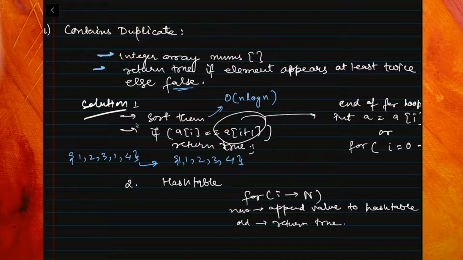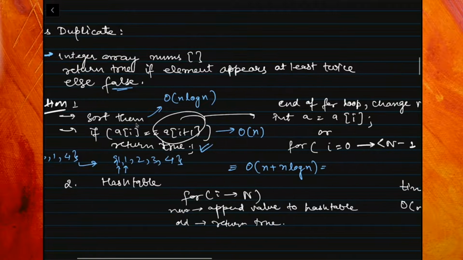Now if we check i and i plus 1, and those values are the same, then we would return true, else at the end of the for loop we would return false. The for loop would take O of n, so the total time complexity would be O of n plus n log n, which is equal to O of n log n.